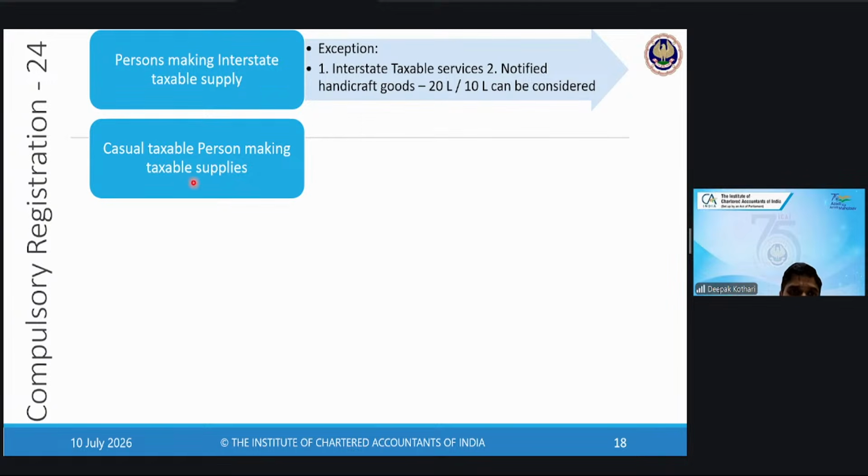Second is a casual taxable person making taxable supplies. Then he will have to take registration. Exception is, of course, again, notified handicraft goods. But if a person is going to an exhibition in another state, he will have to take registration immediately. But if the same person is going and selling notified handicraft goods, then he does not need to take the registration unless he crosses the threshold limit there.